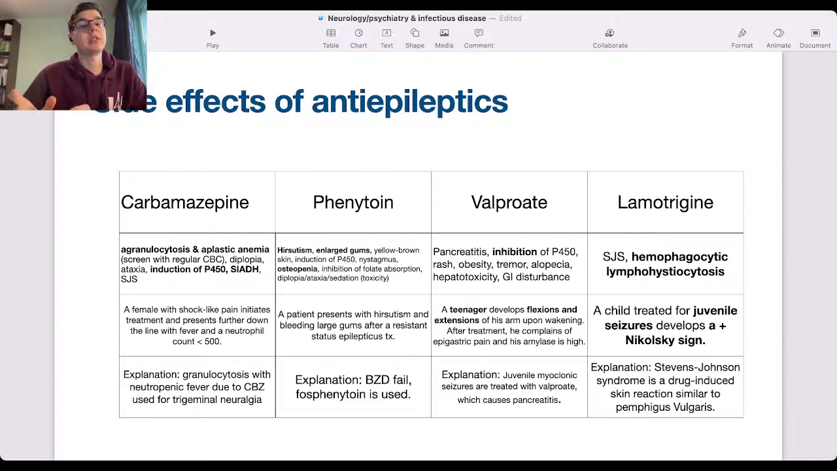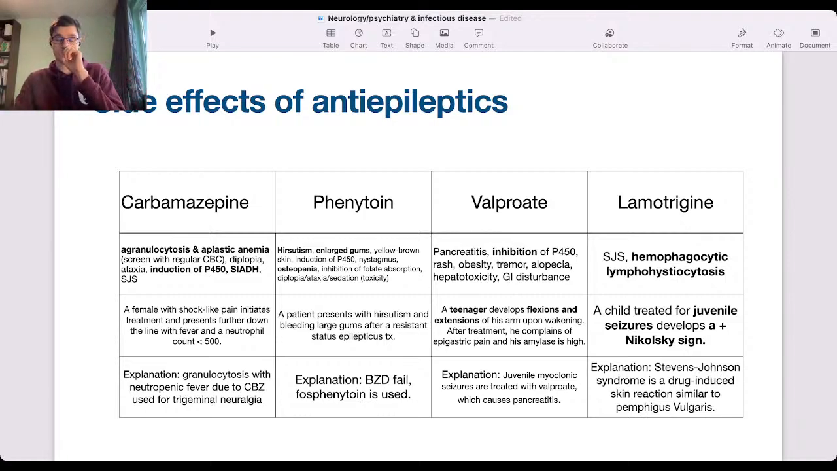Another important side effect is osteopenia. This is important because it can be a differential in a female that is 65 years old and is on antiepileptic drugs. A differential between osteoporosis and osteopenia induced by phenytoin. And lastly, it induces inhibition of folate absorption, so you might have a patient that presents with microcytic anemia.